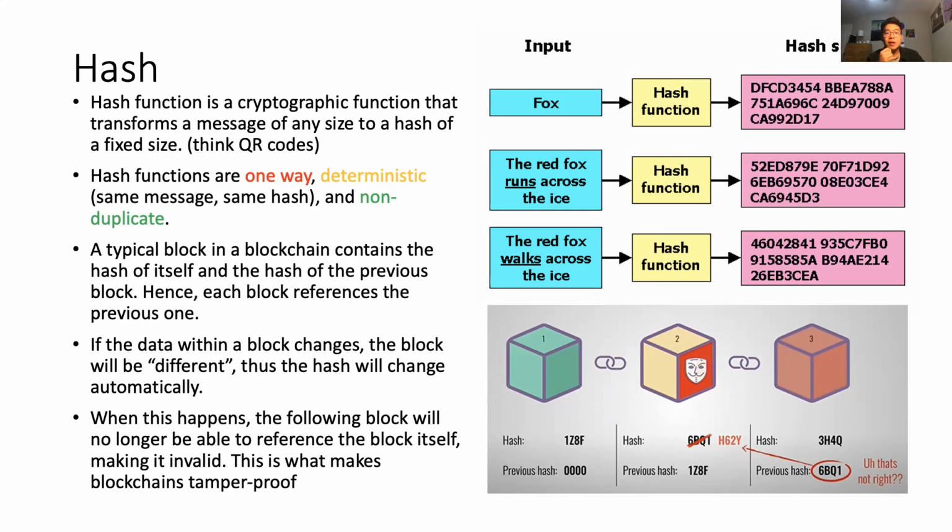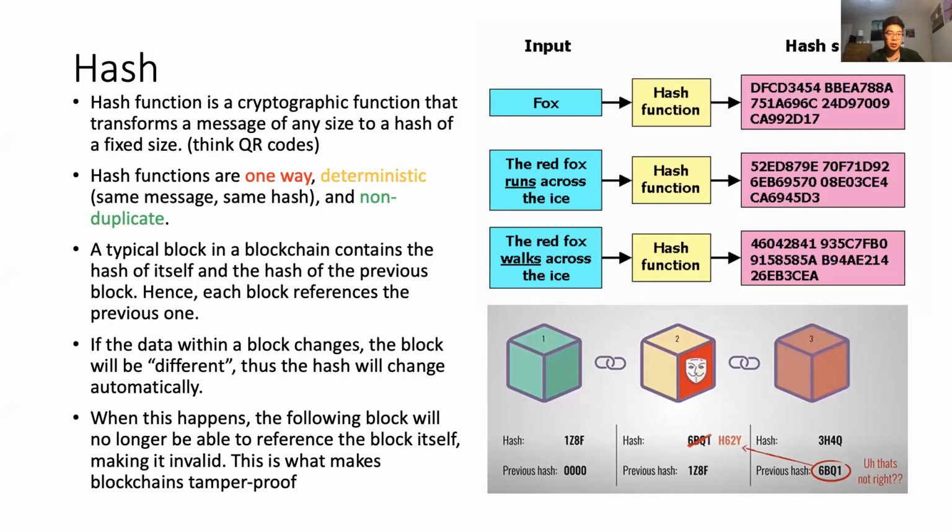So if the data within a block changes, the block itself will be different. If the block data is different, then a new hash will be produced. And if a new hash is produced, then the next and the subsequent blocks will not be able to reference the correct block. So that's how you detect when a blockchain has been hacked. And that's what makes it really secure, because each block references each other.